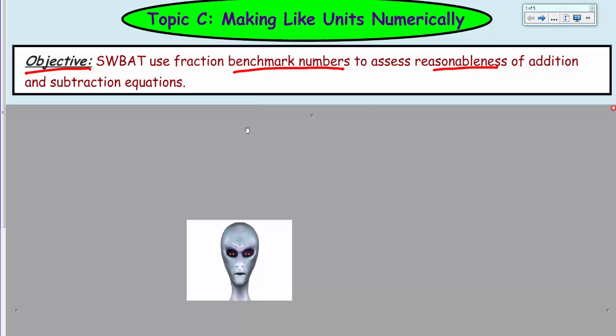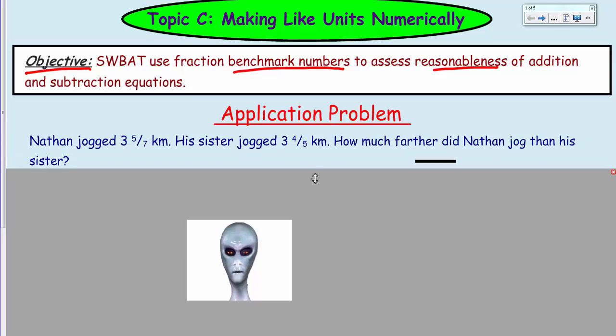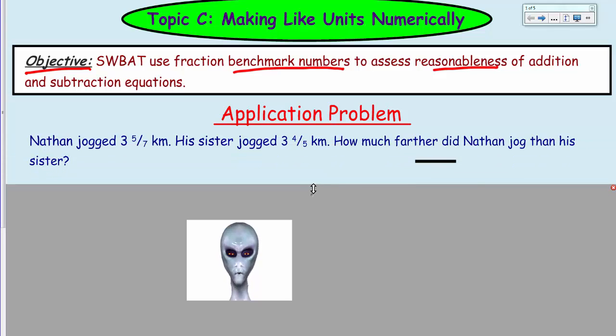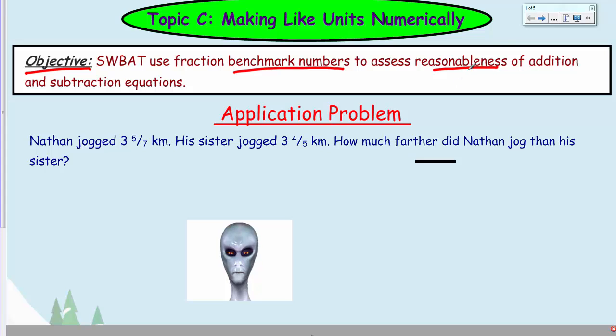What's really interesting on this particular lesson is that we're really going to be looking at mental math. But of course, we're going to start off with the application problem, and this is really, I think, just more of a review.